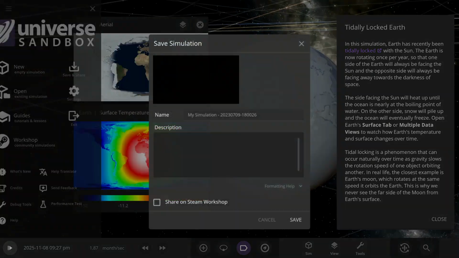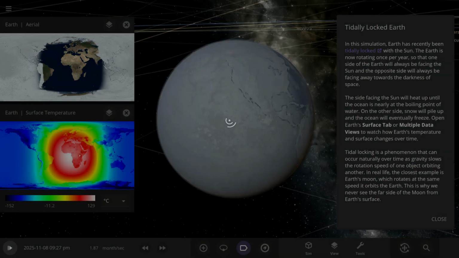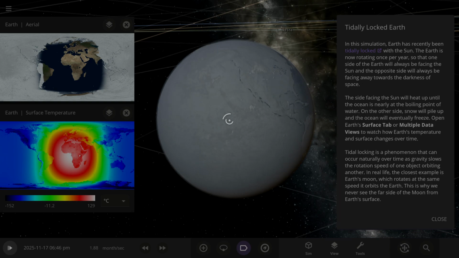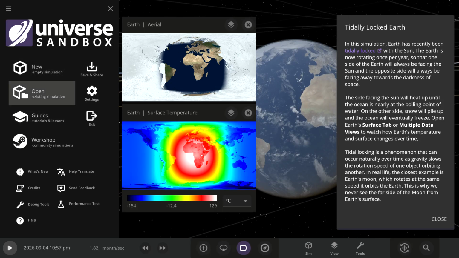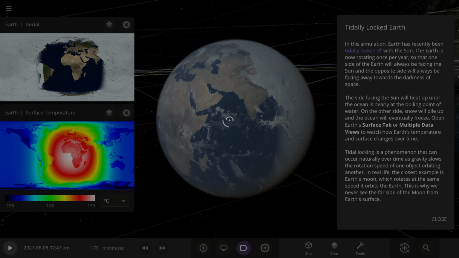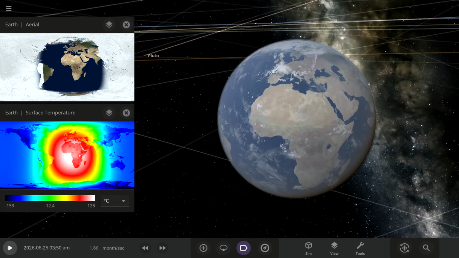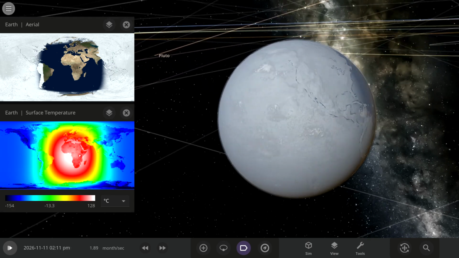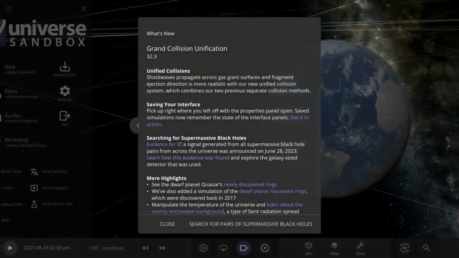And if we save this, once it saves, if we open it back up again, I'm pretty sure it's going to, yeah, it keeps this. It just doesn't keep this. That's a bit weird. Anyways, let's see what else is new.